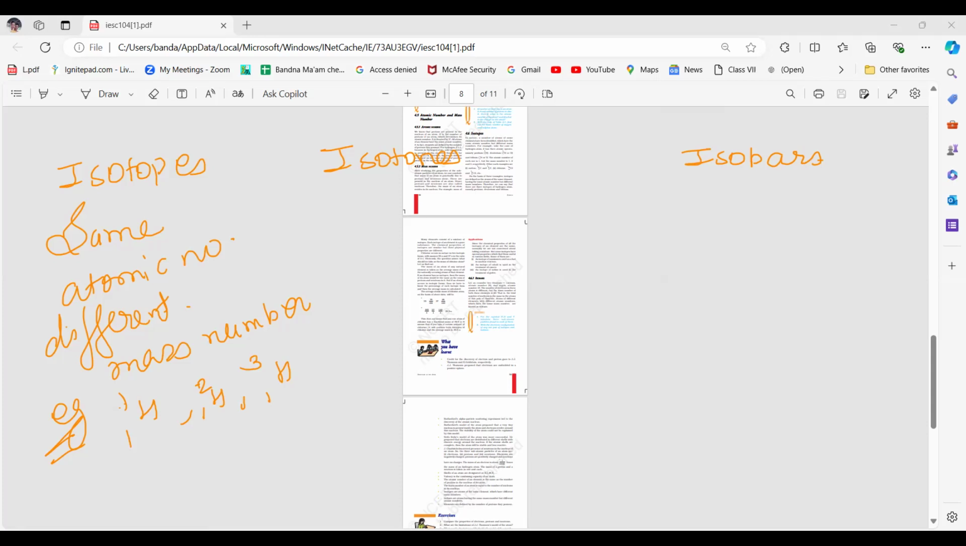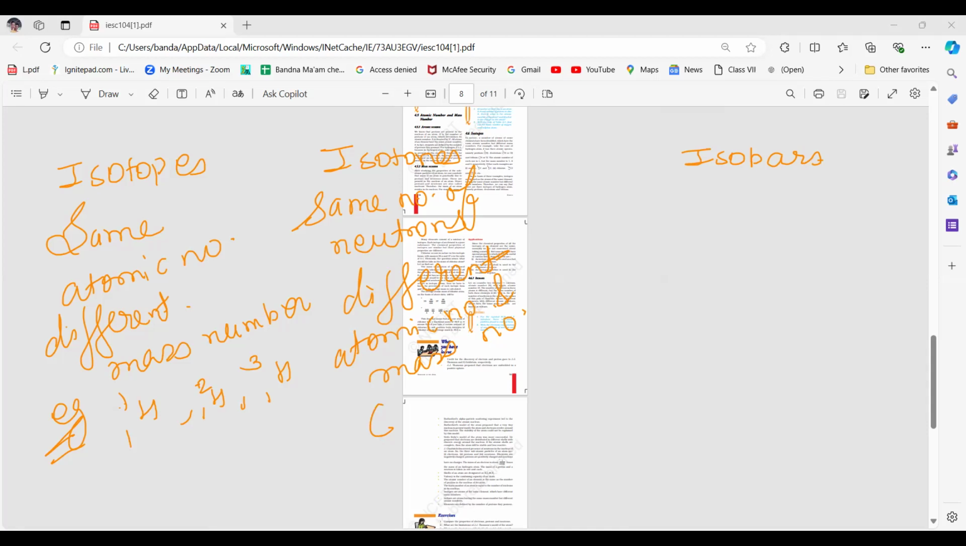Now, what about isotones? They have the same number of neutrons, but different atomic number and mass number. Clear? Example, carbon. Carbon is 6, 12. So 12 minus 6 is 6.